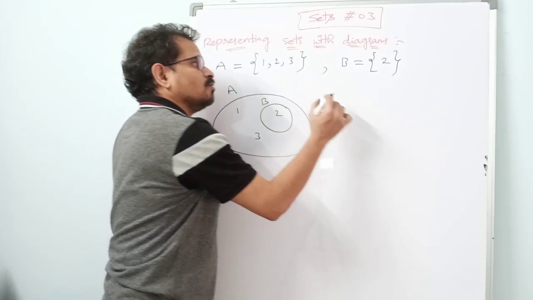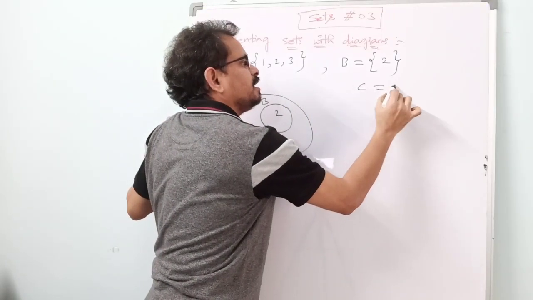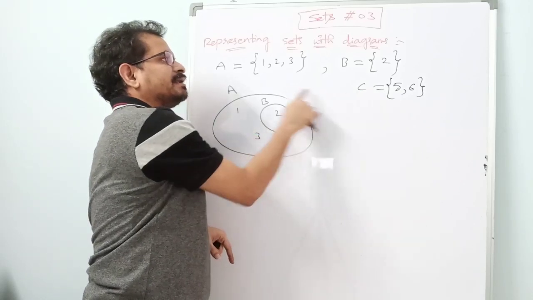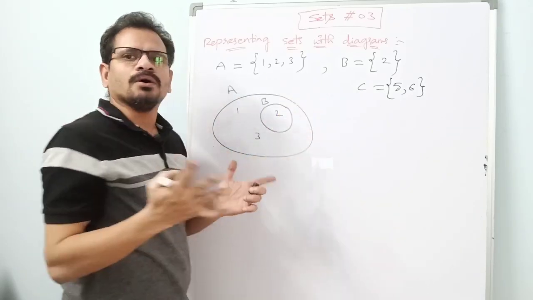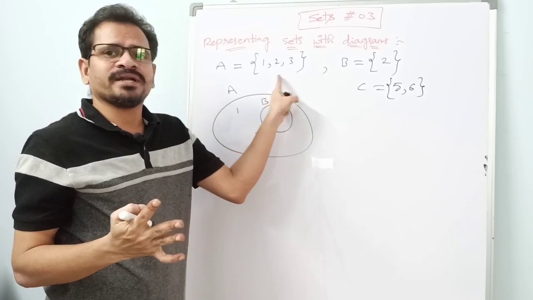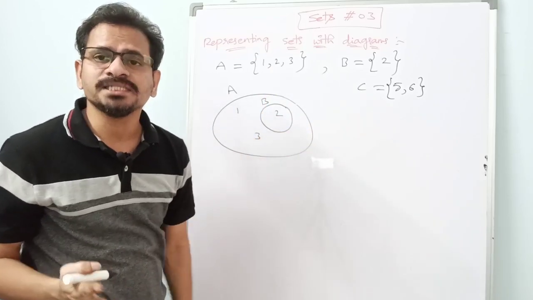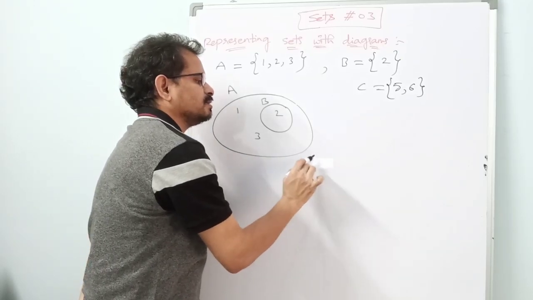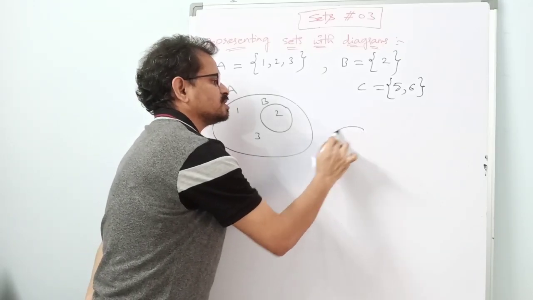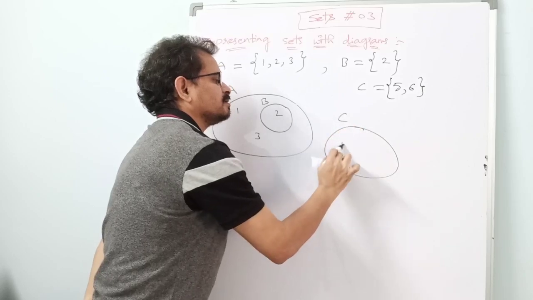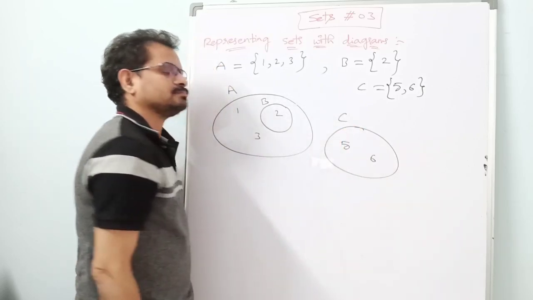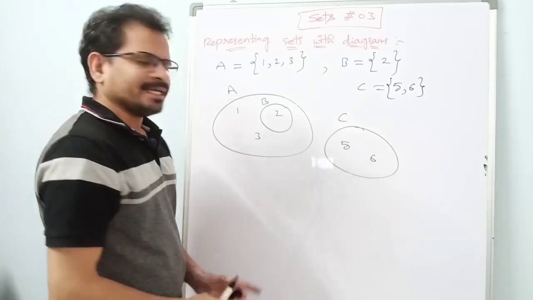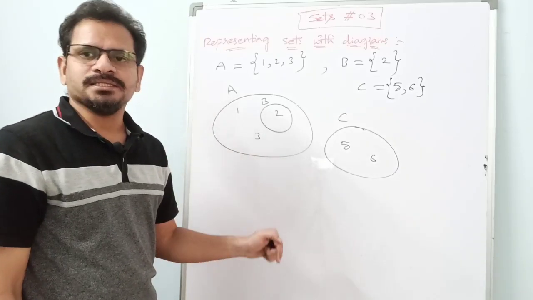Let us consider one more set C. C equal to {5, 6}. Is this set related with this set here? No. The elements in this set are different. The elements in this set are different. There is no relation at all. Then how you can represent this one? Right, C outside, no? C is one more set. See, 5 and 6. In this way, using diagrams, we can represent a set. Then how can we consider universal set also? Let us check.